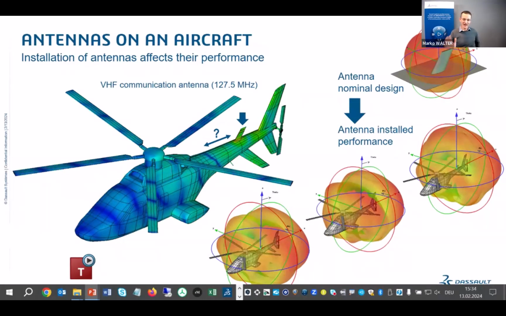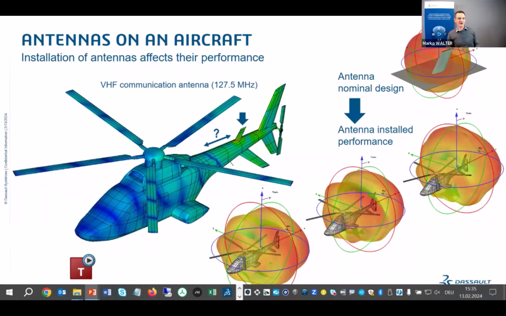I know typically they're under, but let's put it on the tail fin of the helicopter. But where do we put it? The point is that we need to understand how the positioning influences the performance of the antenna. How does it change the nominal, meaning on a flat ground plane, antenna performance?